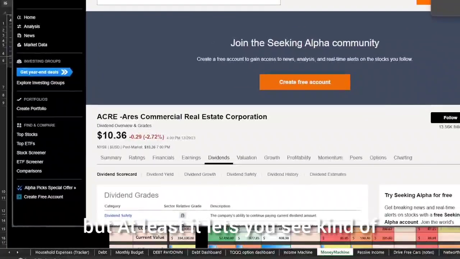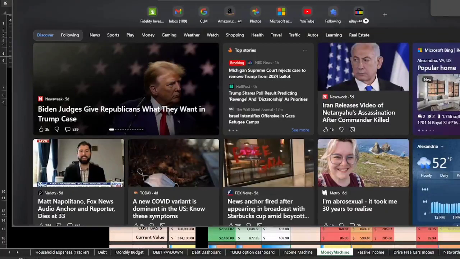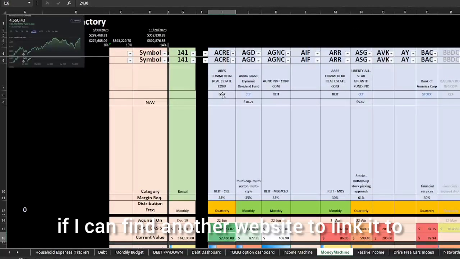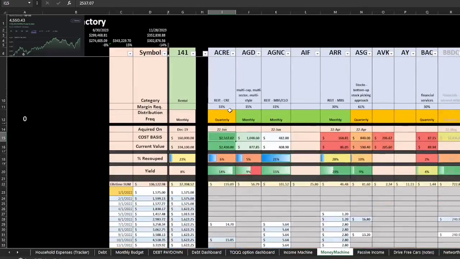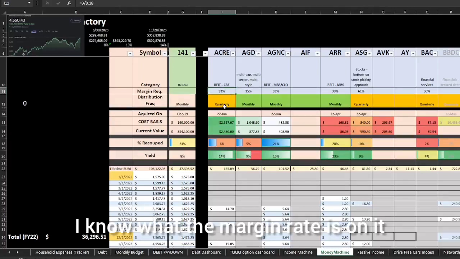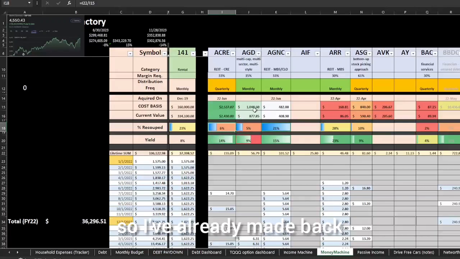At least it lets you see kind of the under the hood for this, for Seeking Alpha. Sometimes I'll link it to another website if I can find one. I also classify it, so it's a REIT. Then margin requirements, so if you take a margin on it, I know what the margin rate is. I try to see how much I've recouped from my price. So I've already made back, since I've owned this, about 6% of what I put into it.